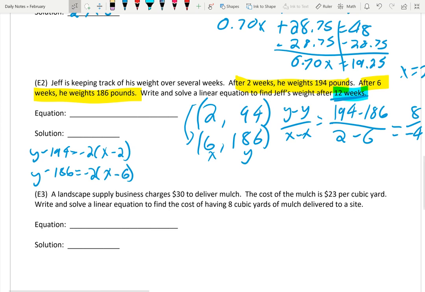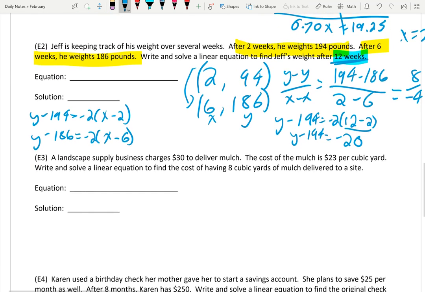I'm going to pick the first one. So y minus 194 equals negative 2, and then I'm plugging in 12 for the x. So 12 minus 2. When I solve this, I end up with y minus 194 equal to, now 12 minus 2 is 10, and 10 times negative 2 would be negative 20. So I'm just going to skip a few steps and write negative 20. Then you add the 194 to the other side, and you end up with y equal to 174. So 174 pounds after 12 weeks.